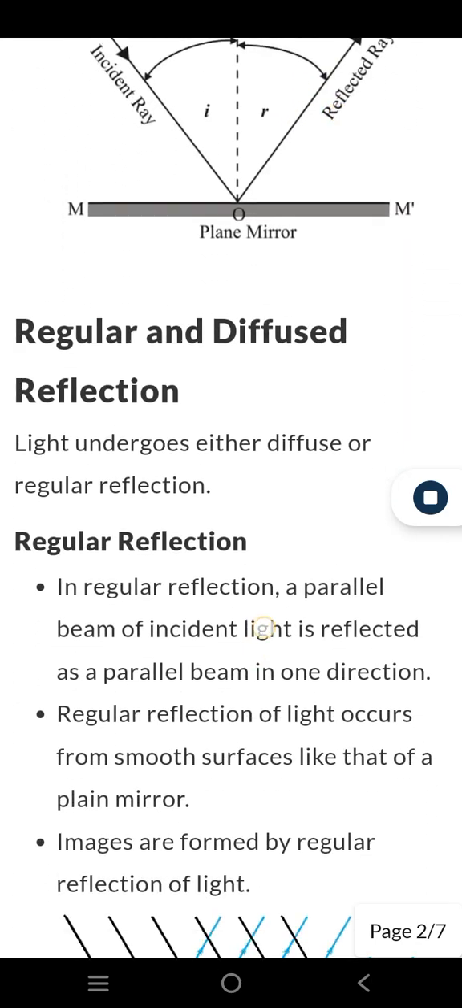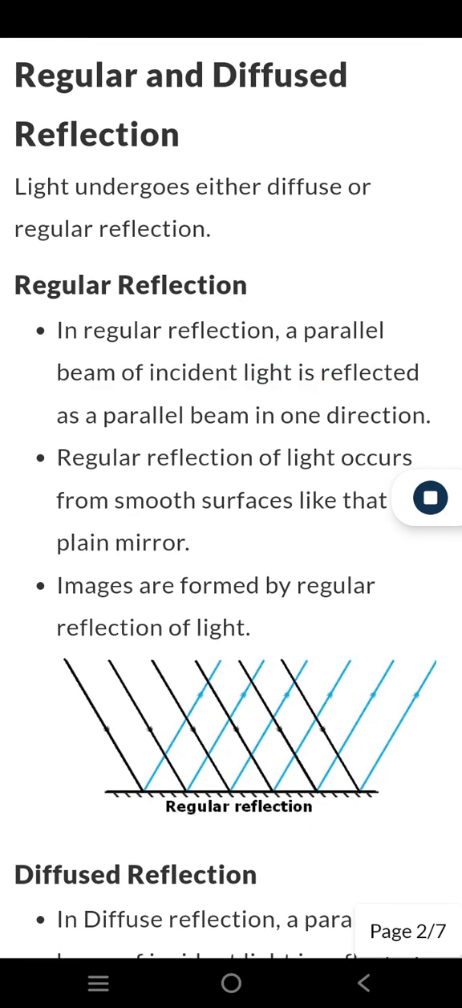Regular and diffused reflection. Light undergoes either diffuse or regular reflection. Regular reflection: in regular reflection, a parallel beam of incident light is reflected as a parallel beam in one direction. Regular reflection of light occurs from smooth surfaces like that of a plane mirror. Images are formed by regular reflection of light.